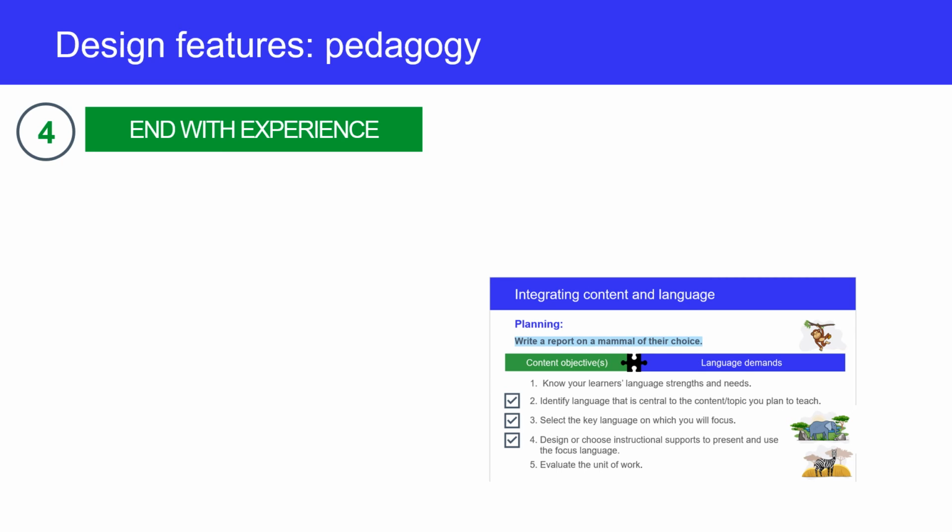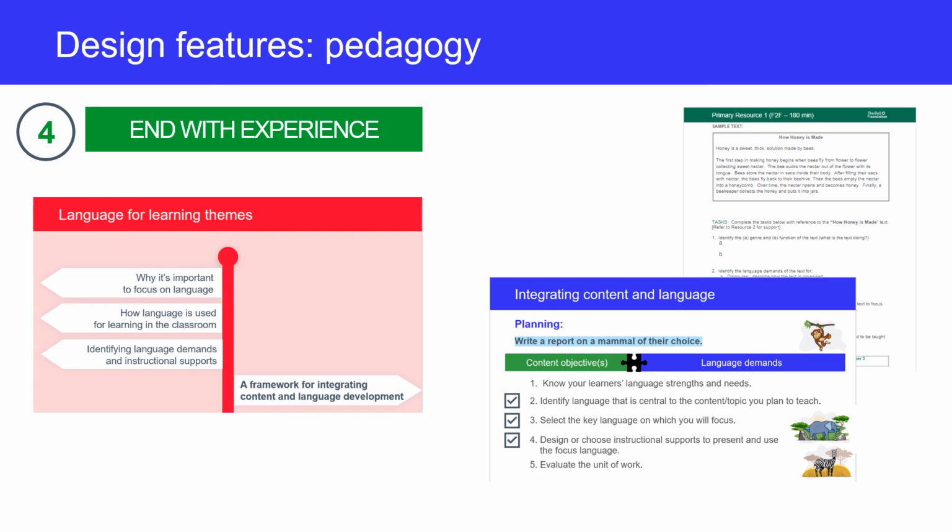And finally, the last stage, End with Experience, coincides with our last stage in the course, a framework for integrating content and language development. Here, student teachers are now asked to apply the framework and previous module learning to identify the language demands and instructional supports for teaching a brand new text to learners using EAL that they have not yet seen before. At this stage, we can start to get a sense of how well they have understood the material and how they are able to apply what they have learned in practice.